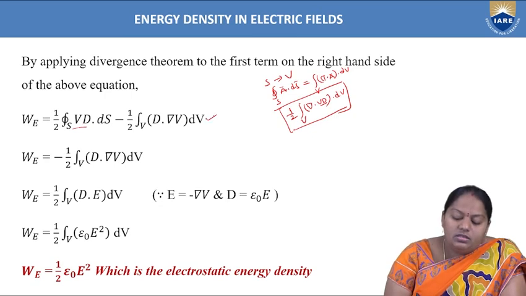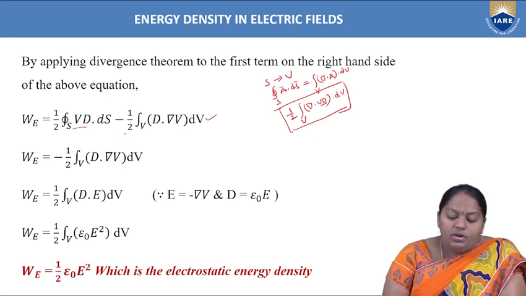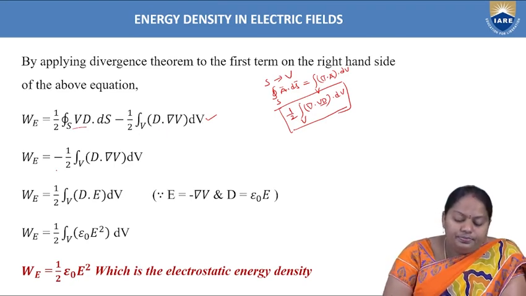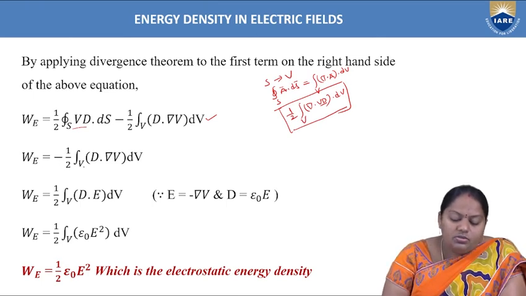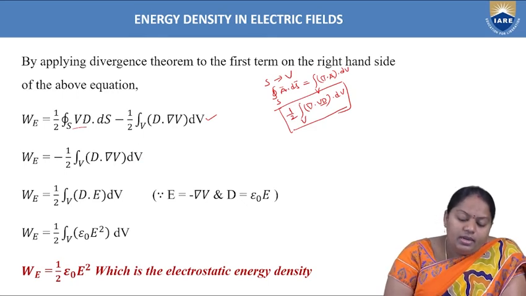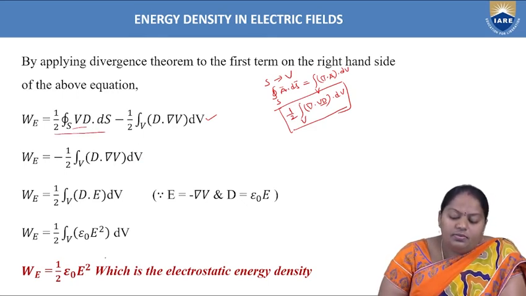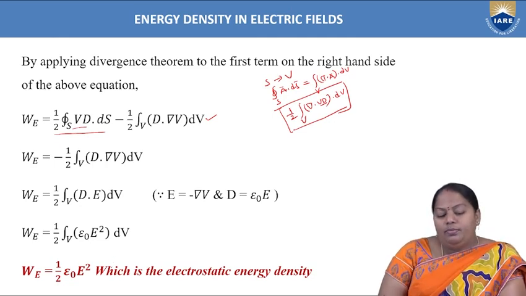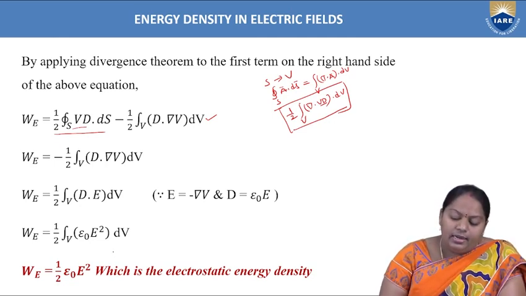The second term is kept as it is: then minus 1 by 2 integral V d dot del V dV. Okay. Then W equals minus 1 by 2 integral V d dot del V dV. So we can neglect the first term which we considered in the previous equation. Why has it been neglected?